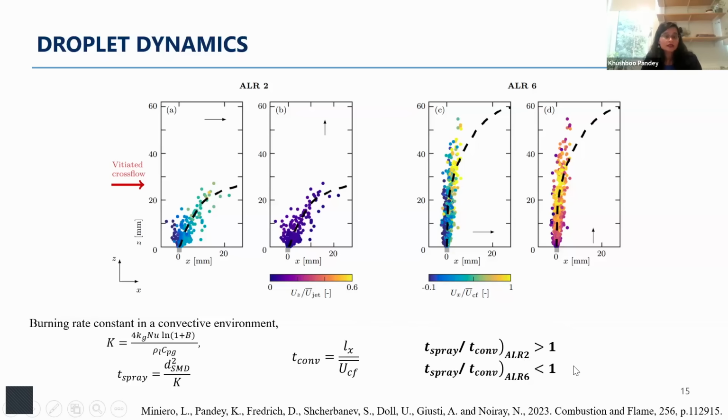So essentially what it is telling us is that the timescales are coupled with respect to convection. For ALR2, the spray evaporation time scales are higher, so it takes a lot of time for the spray to get evaporated and burnt in the process. But when we have ALR6, this time scale is lower, so there is faster evaporation and better mixing with the crossflow.